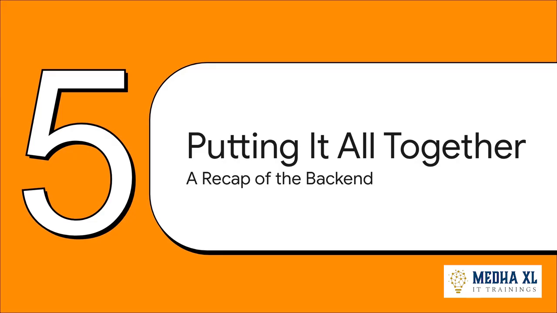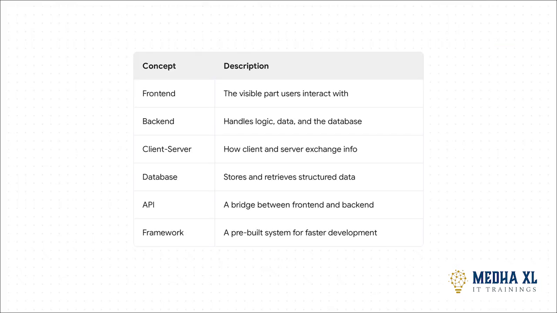Okay, we have covered a ton of ground, haven't we? We went from the pretty storefront all the way back into the kitchen, and we looked at all the tools inside. Let's do a super quick recap to lock it all in. The front end is what you see. The back end is the engine doing all the work. They talk to each other using the client-server model. The back end uses a database as its memory, an API as its messenger, and a framework to build everything way more efficiently. All these pieces have to work together perfectly to create the smooth web experience we take for granted every day.